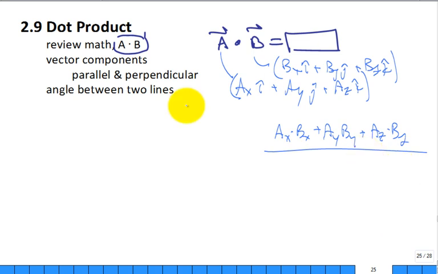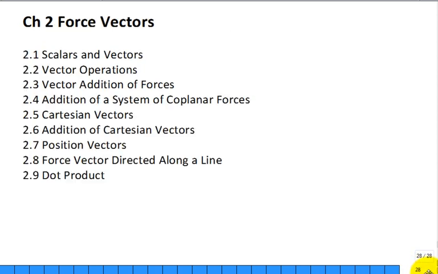And then what we're going to do, please read all of chapter 2. We're going to use the dot product to come back and pick out parallel and perpendicular components of vectors. And then the big one, getting an arbitrary angle between two lines in 3D using the dot product. At the end of this, guess what happens? We are done with chapter 2, and we move into chapter 3.